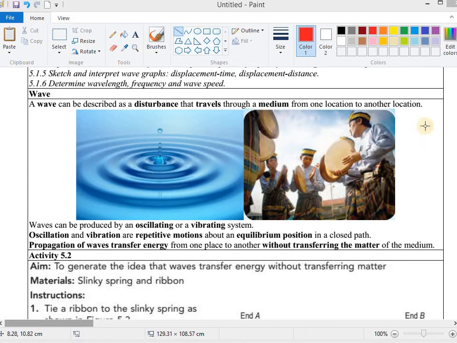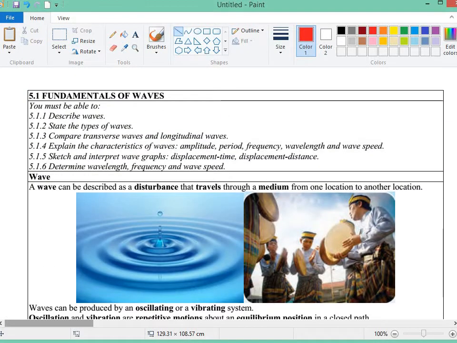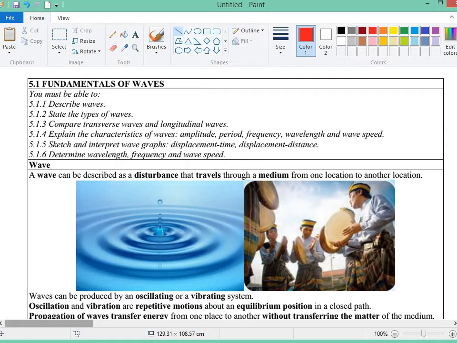Okay, so let's start. Topic 5.1, fundamentals of wave. Wave is something that is new. Although previously in Form 2, you learned a little bit about things like sound waves. You learned a little bit about light, like refraction of light. You learned about reflection in lower form science. But here we will go into detail. We'll go into detail on what a wave is and so on.